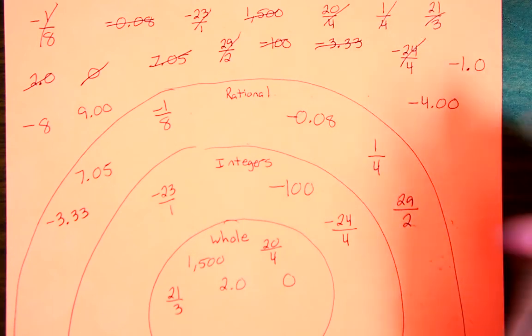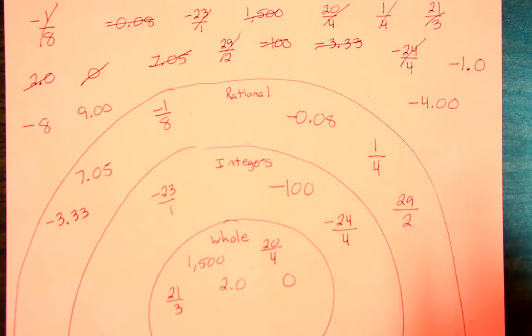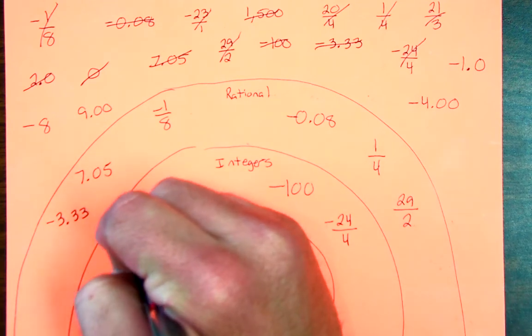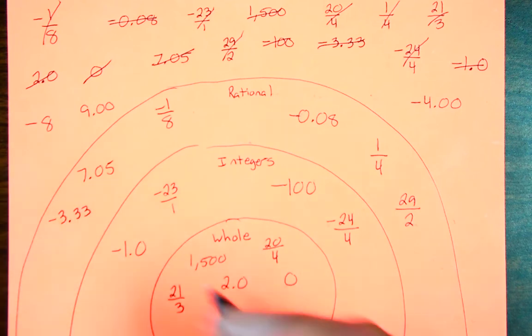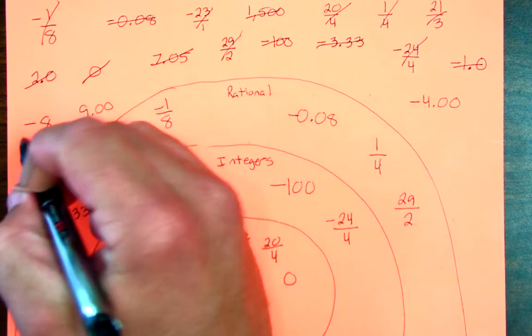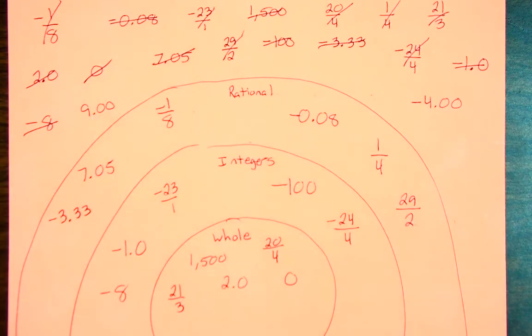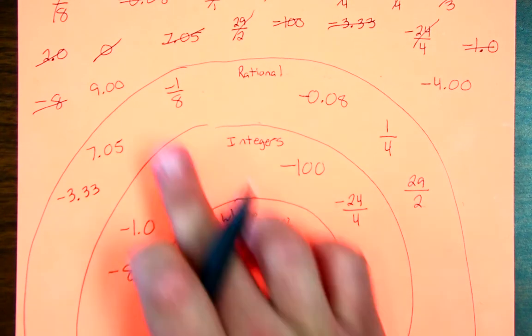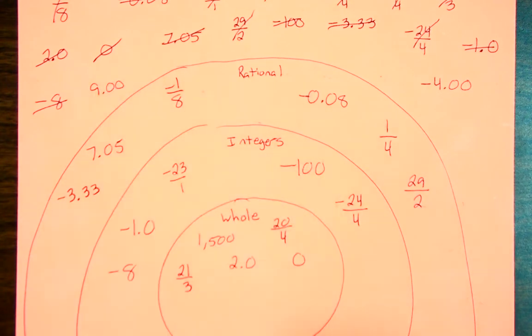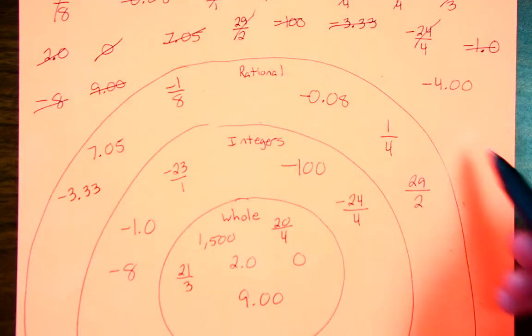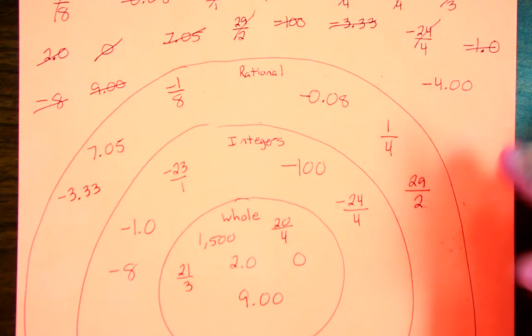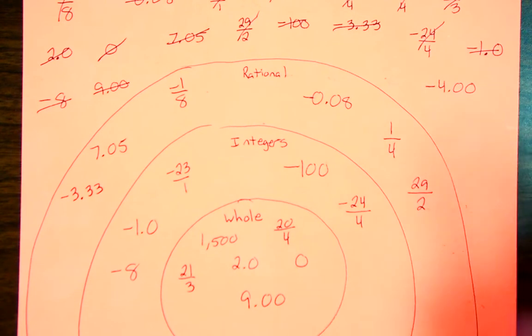-1.0. Again, it's just like -1. It's an integer. -8 is an integer. 9.00. It's just like the number 9. It's a whole number. -4.00. That's just like -4. It's an integer.